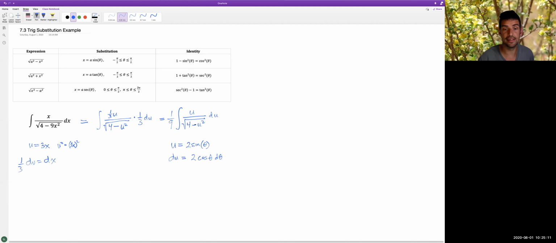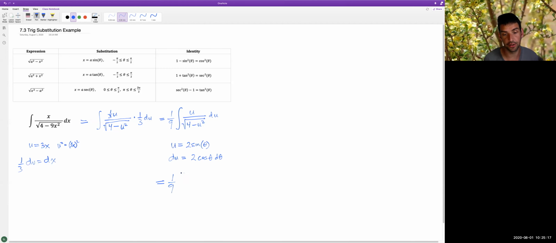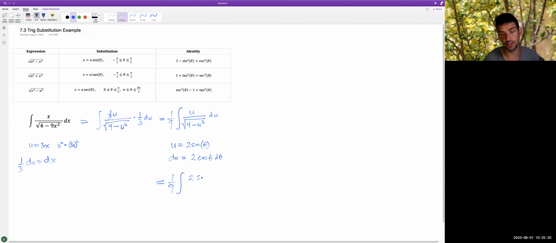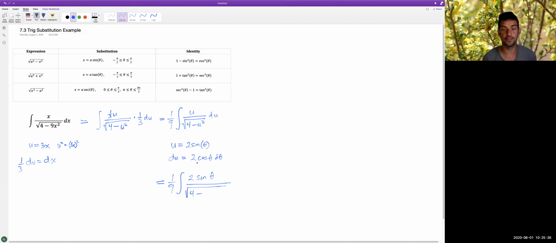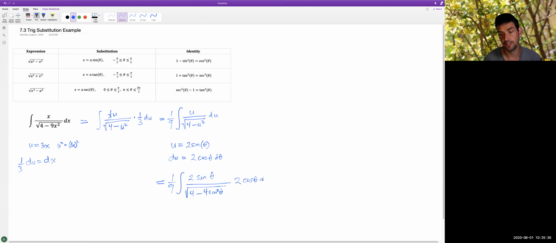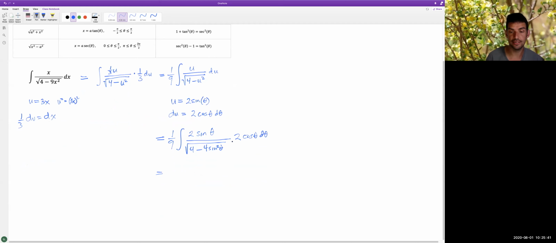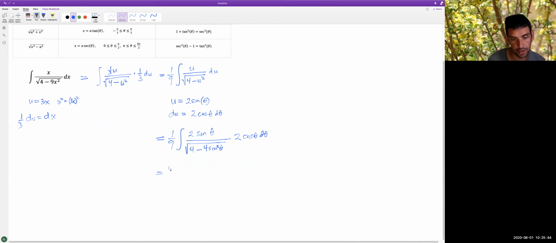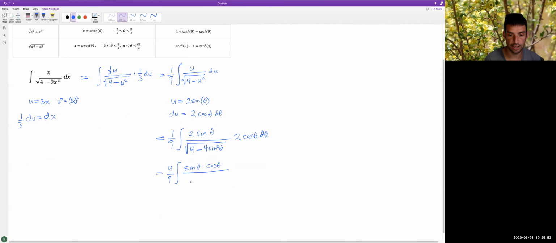All right, so now let's make this substitution. So I'm going to continue down here. I've got my 1/9 out front. u becomes 2 sine theta, square root of 4 minus, so u squared will be 4 sine squared theta, and du becomes 2 cosine theta d theta. Let's go ahead and collect some constants. So the 2's can all come forward. So I'll have 4/9. I'll have sine theta. I'm just going to put this cosine theta in the numerator, keep things together.